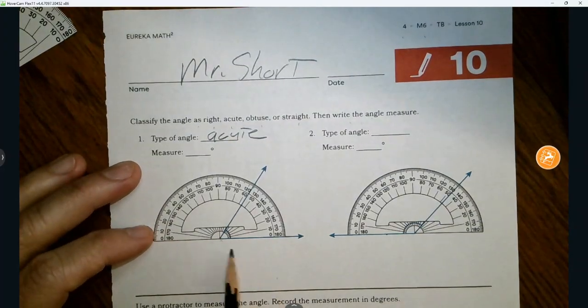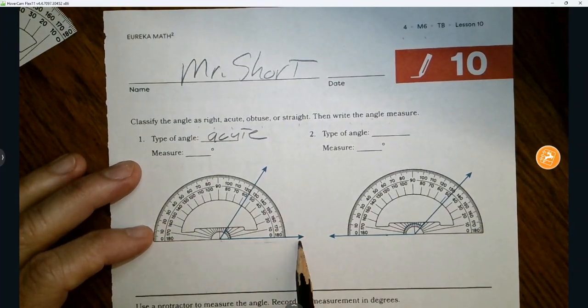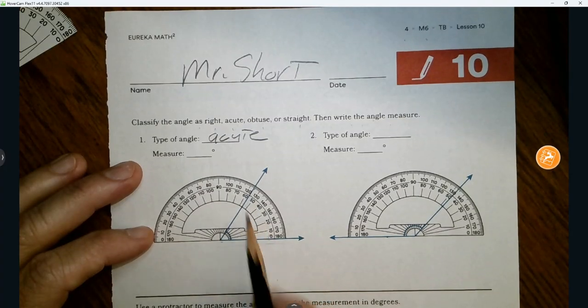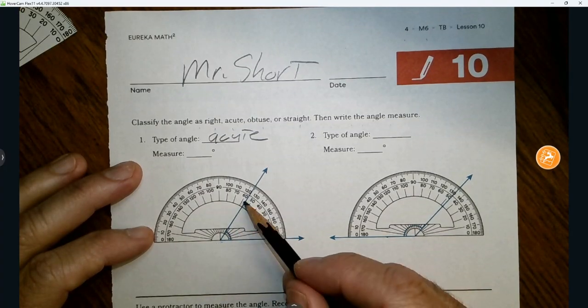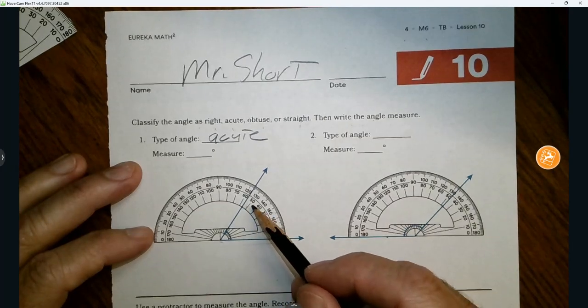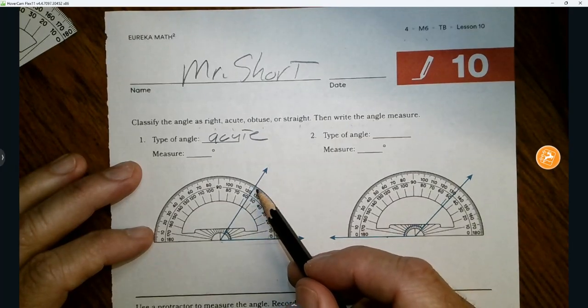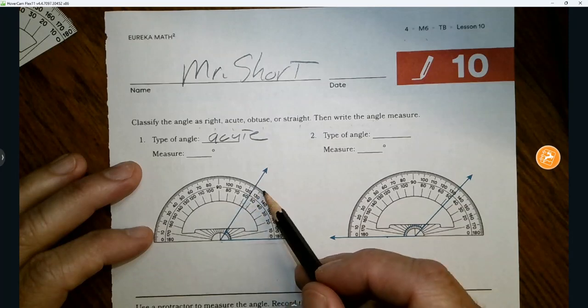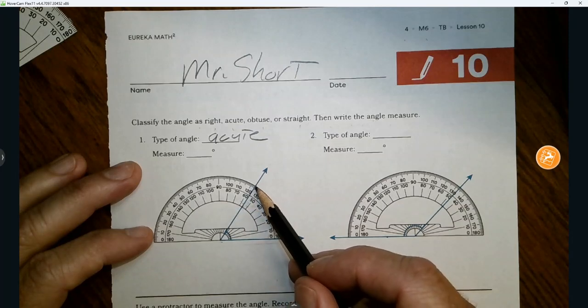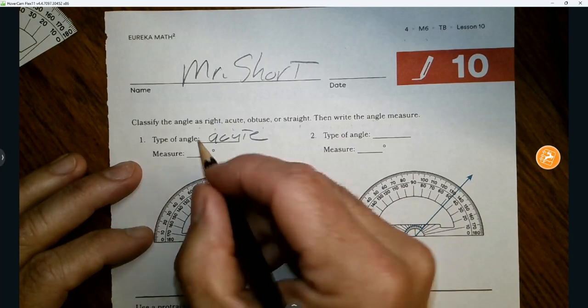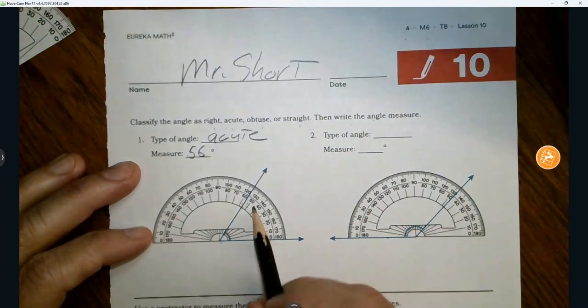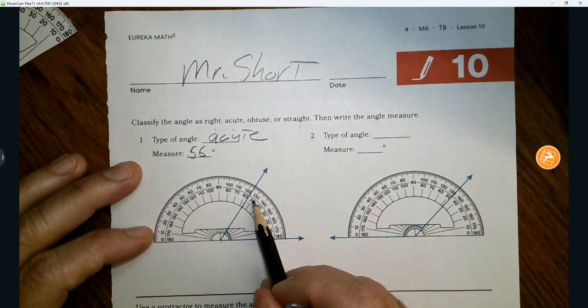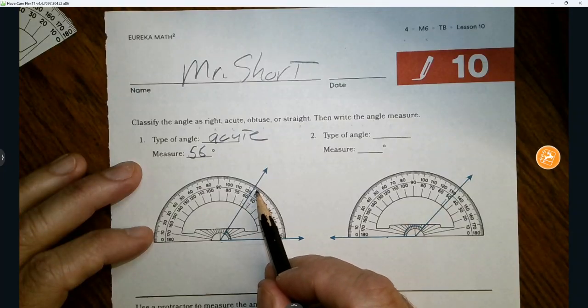Acute. All right, now it says measure. Well, we have 0 down here. So because we're going this way towards 0, we use these inside numbers. So then if we go around, we can see the line goes up between 60 and 50. If you want to get really exact, you can count between these, but you have to use these numbers. So we're over 50, but under 60. And if we go up, we can count 1, 2, 3, 4, 5, like 6, right? So I would say this is 56. See how we did that? Because the 130 and the 50 line up, so we can use these little dashes in between to count.